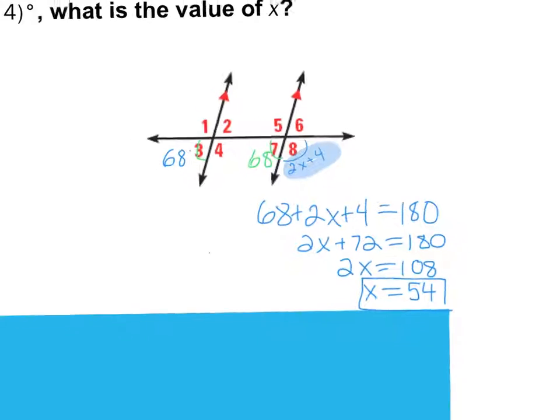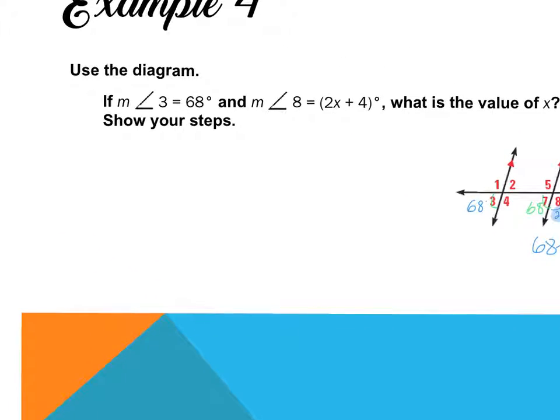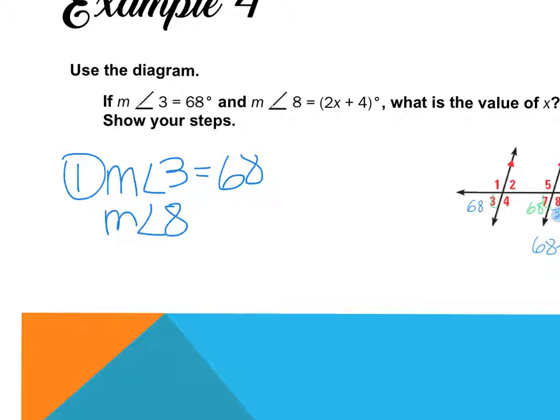So you could actually make this into a proof, okay? I could have said, given what I have, let's say that step 1 is the measure of angle 3 equals 68 and the measure of angle 8 equals 2x plus 4. What would be the reason for that step?